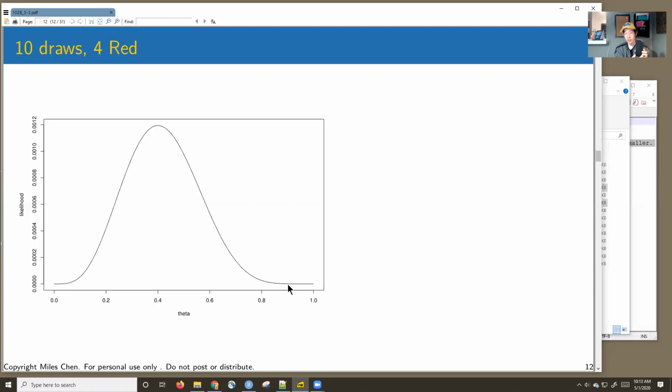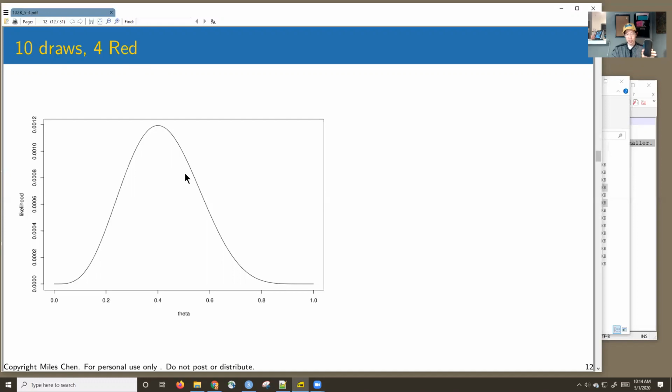And if the proportion is something like 0.9 red, then the probability, or likelihood, of us getting 4 red and 6 blue is also going to be very close to 0, right? And as the proportion of red in the pouch approaches 0.4, our likelihood will get higher and higher. And so the maximum likelihood estimate in our case would be 0.4. The likelihood of our data, of getting 4 red out of 10 draws, is maximized when theta is equal to 0.4.